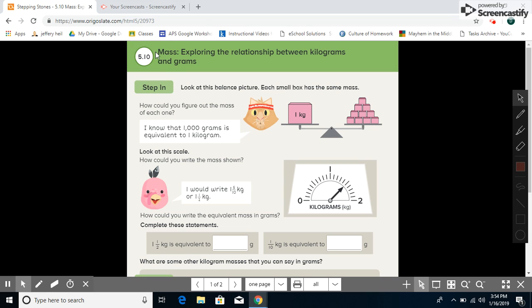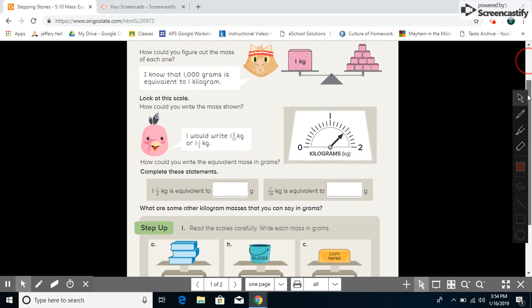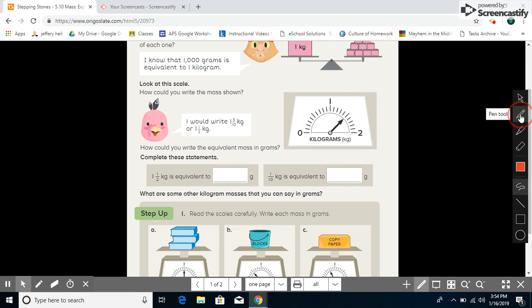This is Stepping Stones lesson 5.10. We're working with mass, specifically kilograms and grams. The most important thing that you should know is that there are 1,000 grams in 1 kilogram. Remember that the root kilo means 1,000. So 1,000 grams in 1 kilogram.